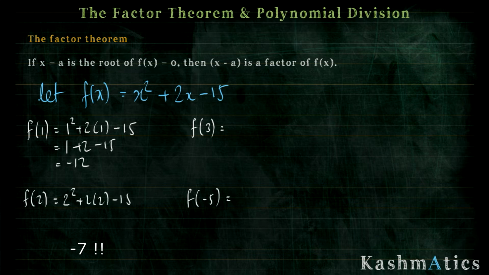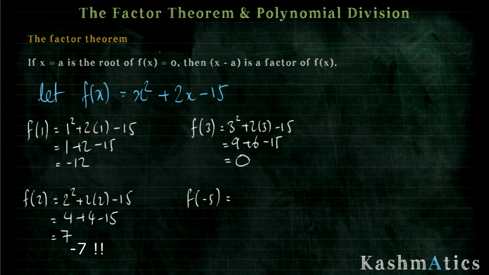If I was to plug 2 into that equation, I'd get 2 squared plus 2 times 2 take away 15, which is 4 add 4 take away 15, which is minus 7. If I was to put 3 into that equation, I'd get 3 squared plus 2 times 3 take away 15, which is 9 plus 6 take away 15, which is 0. Okay, so compare that to what the factor theorem states.